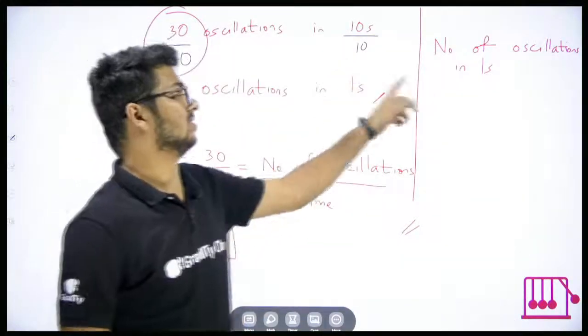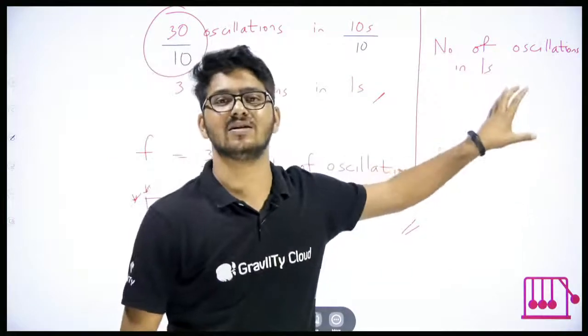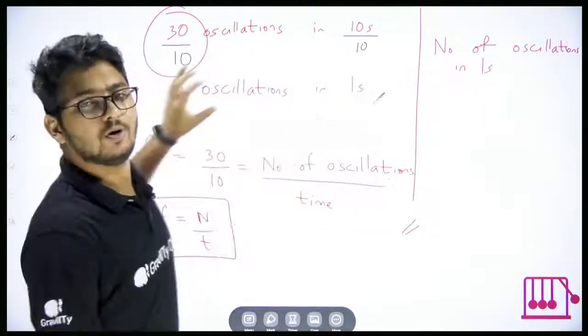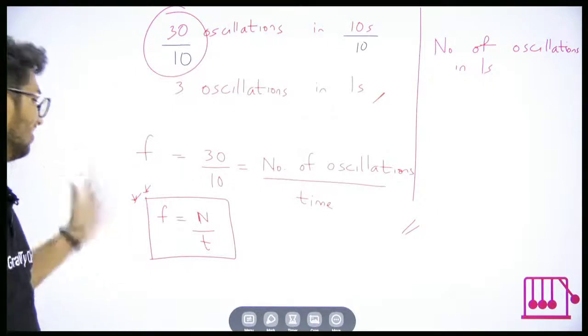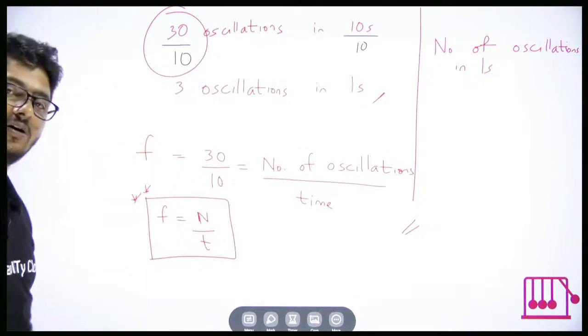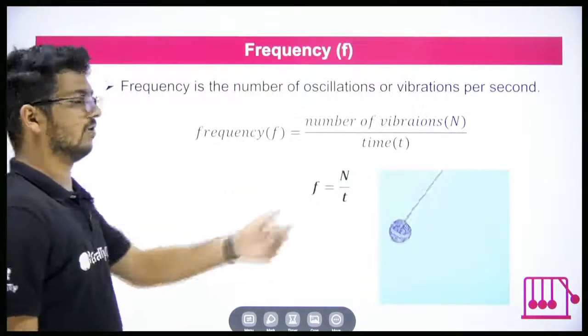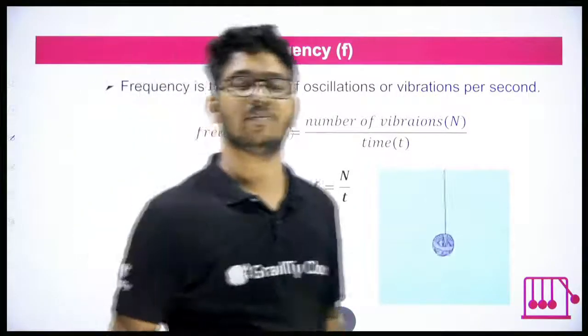So just remember this, number of oscillations in 1 second. So to get 1 second, its corresponding number will be what? Frequency. Understood? Good. So see, we got the formula, frequency is equal to capital N by T.